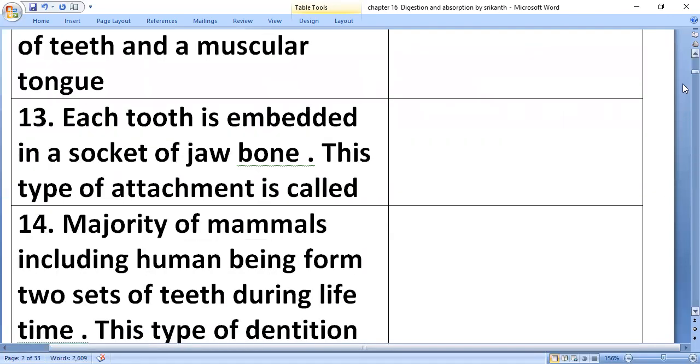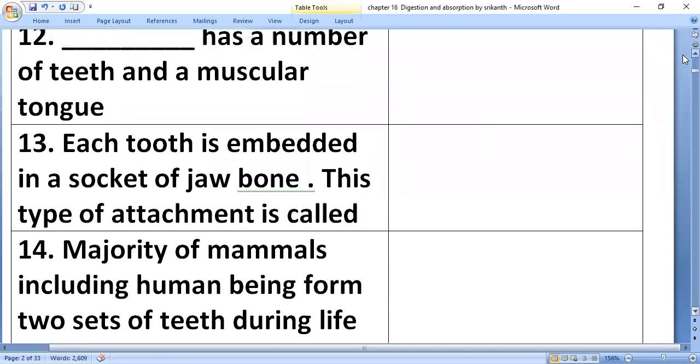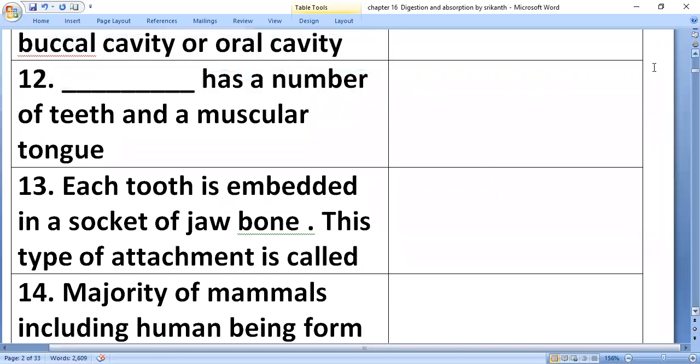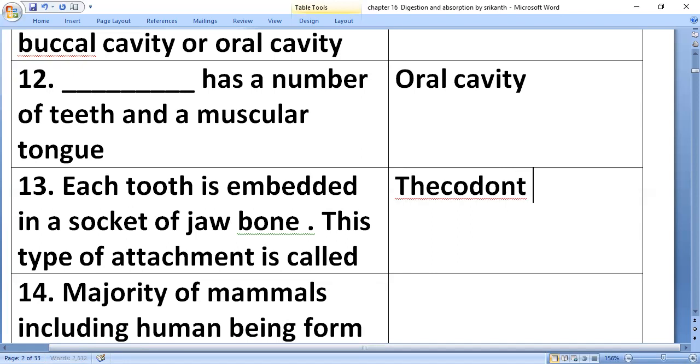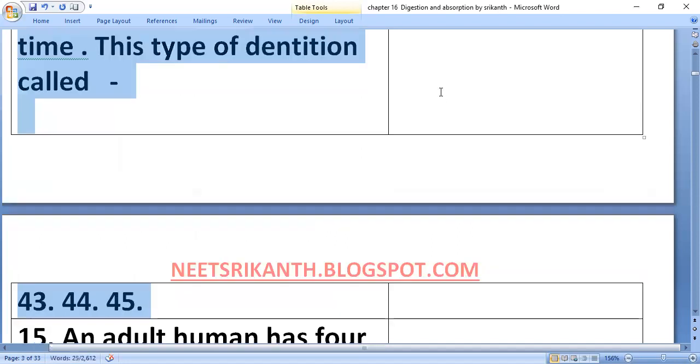The oral cavity has a number of teeth and a muscular tongue. Each tooth is embedded in a socket of the jawbone. This type of attachment is called thecodont type of dentition.